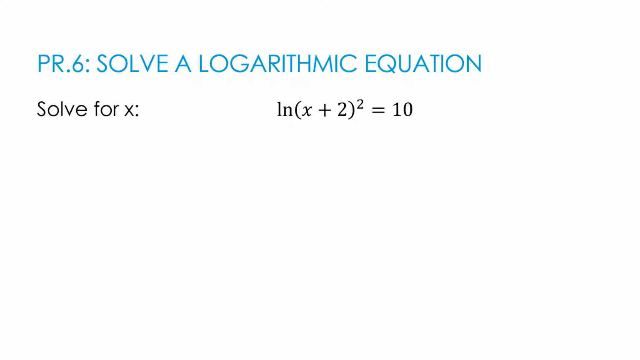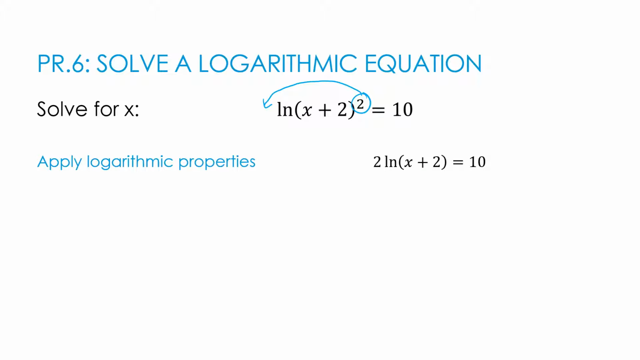So this one, before I can exponentiate each side, I have to keep in mind that I have a 2 here. The 2 means that I'm going to use that property of logarithms to bring the 2 out front. So now I have 2 times the natural log of x plus 2 equals 10. Before I can exponentiate, I want that to just be the natural log. So I'm going to divide by 2 on each side. Natural log of x plus 2 equals 5.